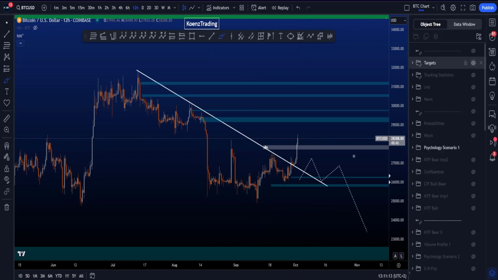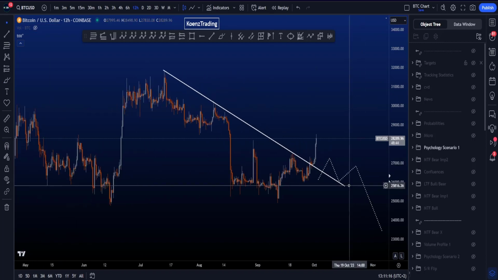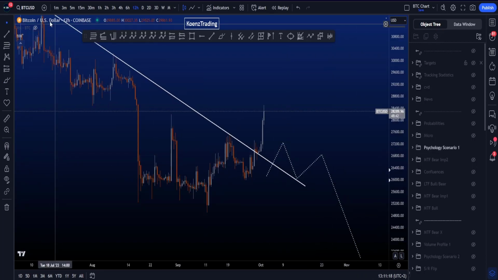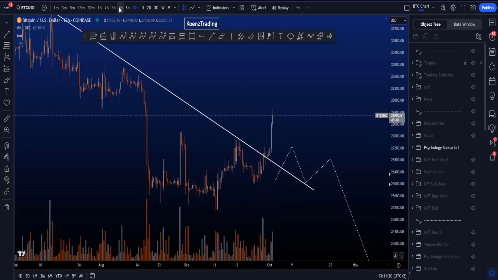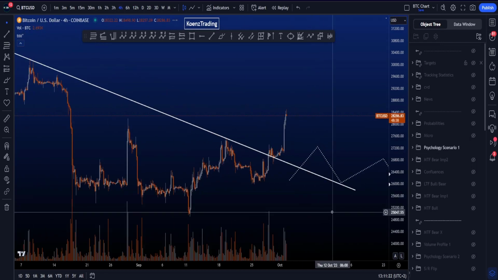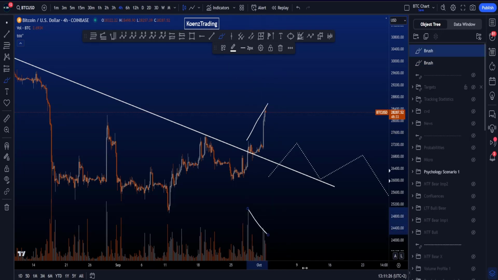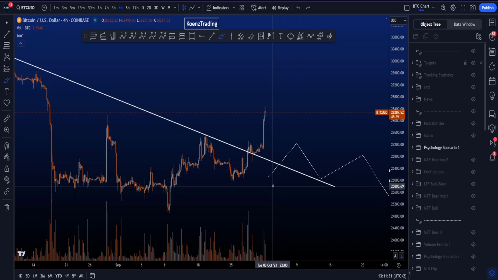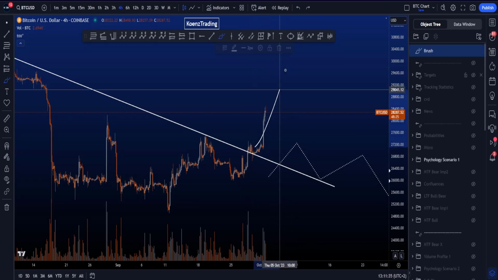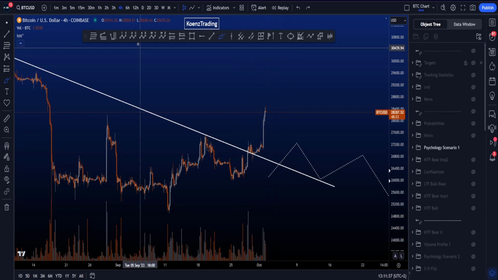Now when we look at this psychology scenario, it might be in play, and one thing to keep in mind here is the volume as well that we had during the last move to the upside. So if we zoom in, you can see that price is making a higher high, but it does so on lower volume. That is very interesting and not too great for the bulls, right? Because you actually want to see volume increasing with new highs being made. So this increases the probabilities of eventually more downside to come.